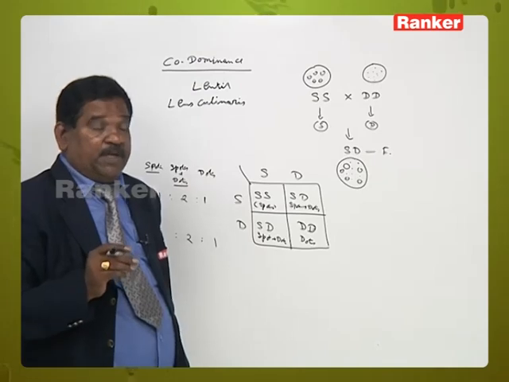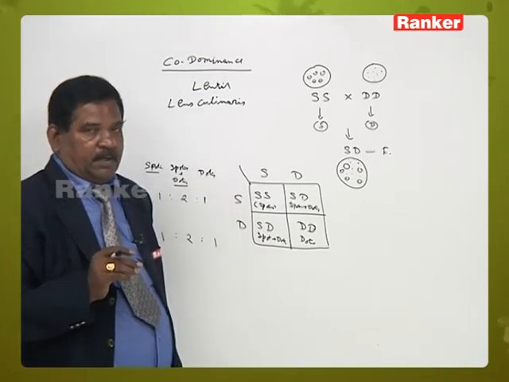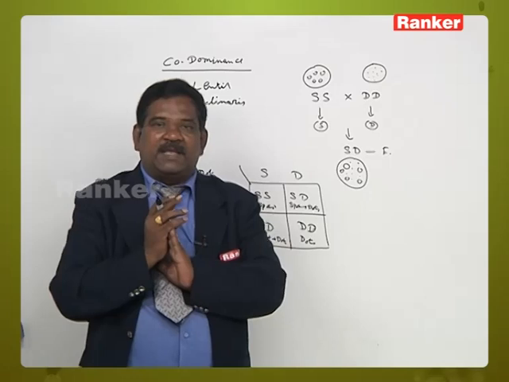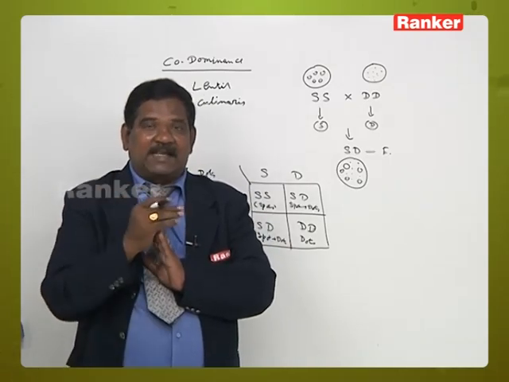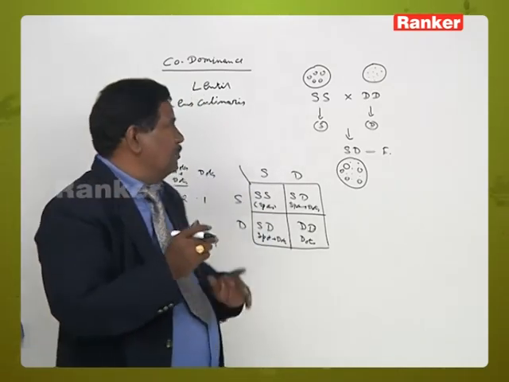Another one, pleiotropy. If one gene expresses more than one character, that phenomenon is called pleiotropy.